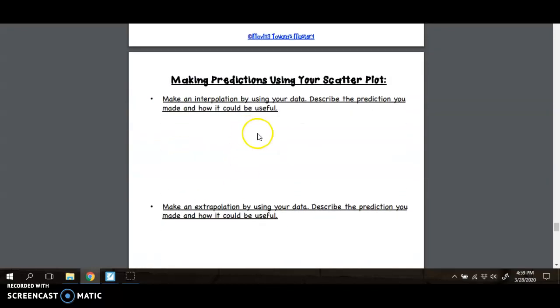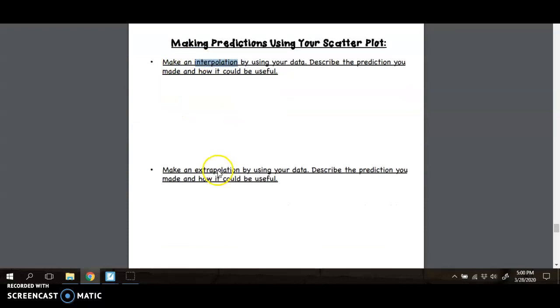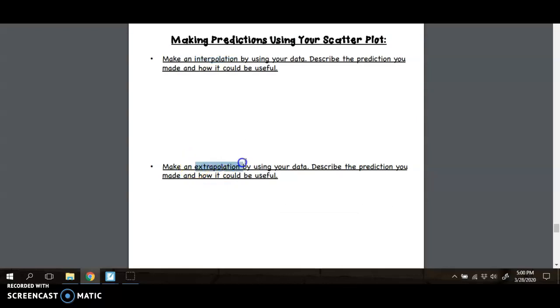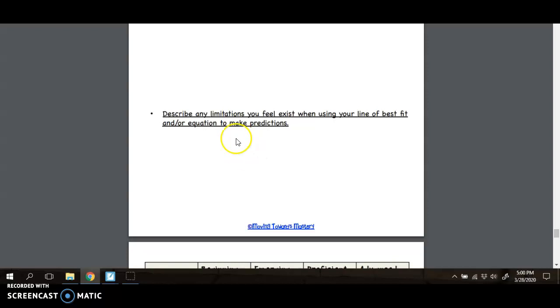Then this one is talking about making your prediction. So you're going to make an interpolate prediction. Everyone should be able to do that. Extrapolate is if you can create that line of best fit, then you can make that prediction, okay? Make a prediction about like, okay, what if I studied for 5 hours? What kind of grade should I get? You're going to come up with that prediction based on the data you have. And then describe any limits you feel exist within your line of best fit in your equation to make predictions. Just tell me, do you feel like your line of best fit was a good, accurate representation of your data, or did you feel like it didn't really represent your data very well? Okay, that's what you're telling me here.